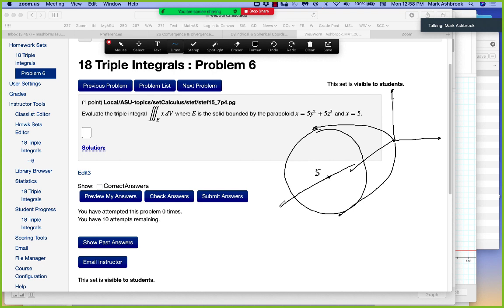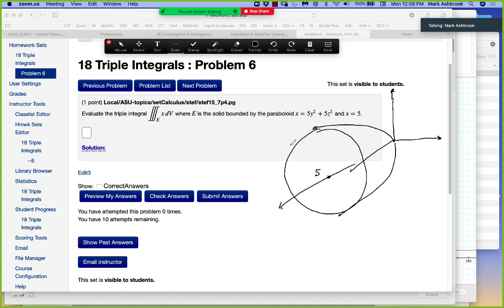We want the easiest or the most efficient. So what do we think? Do we want our inside integral to be z, bottom to top, or x, back to front, or y, left to right? Back to front. Yeah, so definitely back to front.